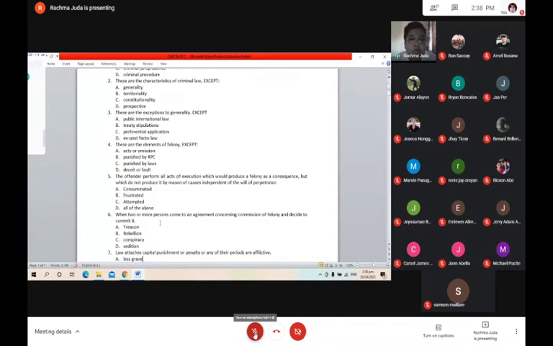Next, number five. Based on the options, these are stages of committing a felony. The question is, if the offender performs all the acts of execution which would produce a felony as a consequence but which do not produce it by reason of causes independent of the will of the perpetrator. When you say attempted, it does not have the words performs all the acts of execution. Attempted shows only the intention by overt acts. Consummated has the words performs all the acts of execution and produces the felony. So based on the question, it performs all the acts of execution but does not produce the felony. So the answer there is Bravo, frustrated.